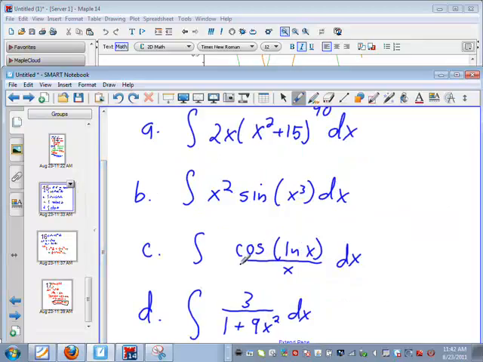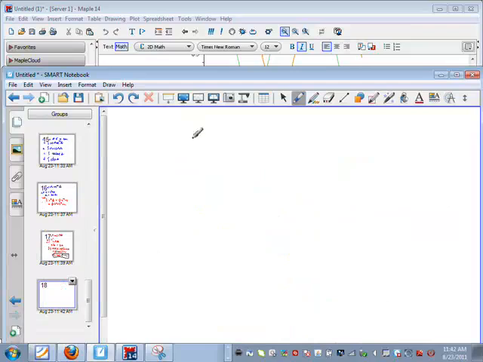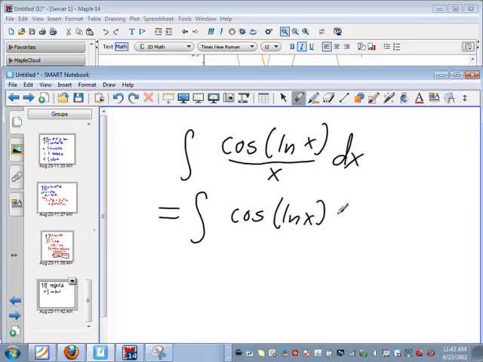Cosine of the natural log of x over x. Trying to be tricky, but I can't trick you. I just can't. The question, of course, is the derivative of the natural log of x somewhere in this problem? And of course it is, right? So we'll just remark that this is equal to this.